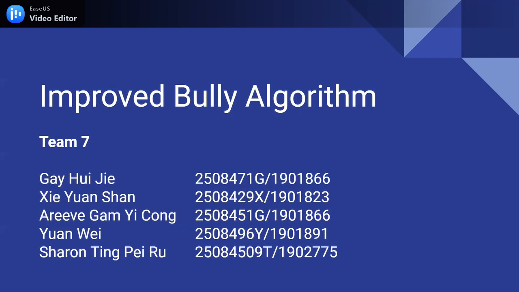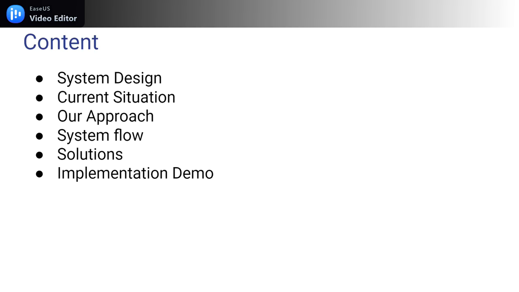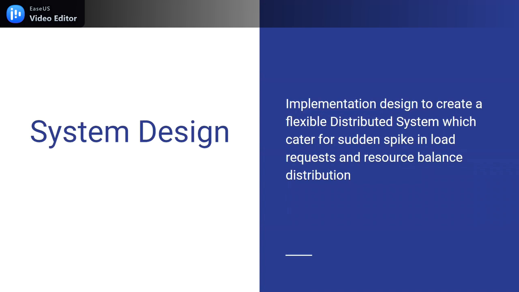Today, we will be presenting to you on our implementation of an improved bully algorithm which makes distributed system architecture a more efficient one. So to start off, this is the table of contents for our presentation today. Firstly, we'll be going through the system design and the current situation and problems, next our approach to these current problems, and the overall system flow, and then the solutions that we are about to implement, and then lastly, the implementation demo.